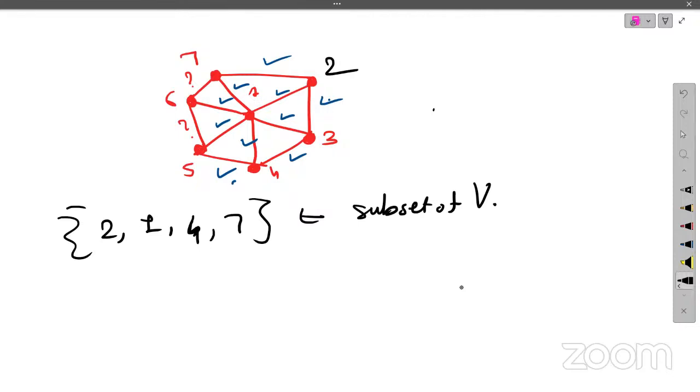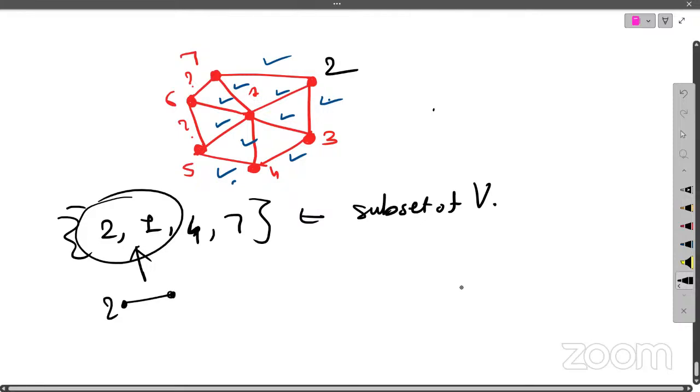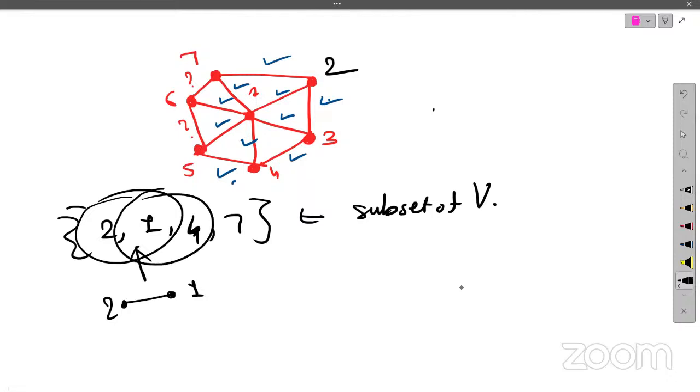Here, if you consider this subset, which contains the vertices 2, 1, 4, and 7, then what is happening? 1 and 2 are connected with a single edge, right? There is an edge from vertex 2 to vertex 1. 1 and 4 are also connected by a single edge, but 4 and 7 are not. So there are vertices which are connected to other vertices with a single edge. So this is not an independent set.